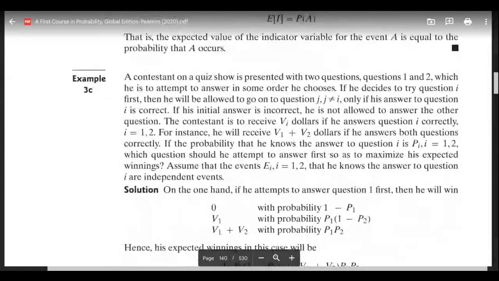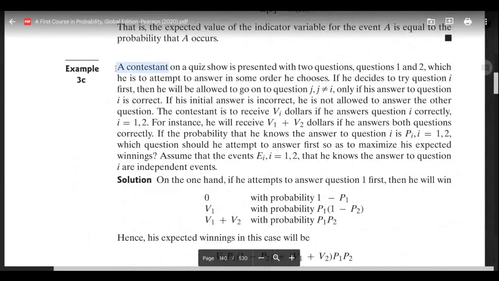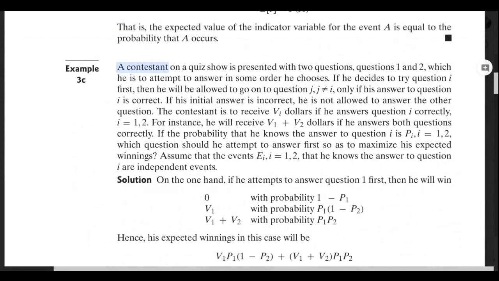Let's see this example. A contestant on a quiz show is presented with 2 questions, question 1 and 2, which he is to attempt to answer in some order he chooses. If he decides to try question I first, then he will be allowed to go on to question J, and J cannot be equal to I, only if his answer to question I is correct. If his initial answer is incorrect, he is not allowed to answer the other question.